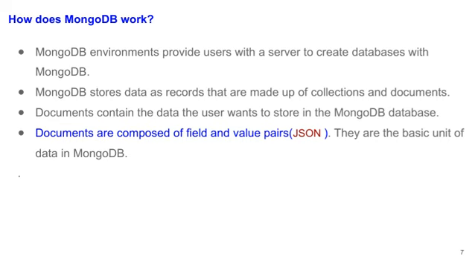So, in essence, MongoDB works by providing a structured yet flexible environment where data is stored as documents within collections, making it highly adaptable to different types of applications and data models.